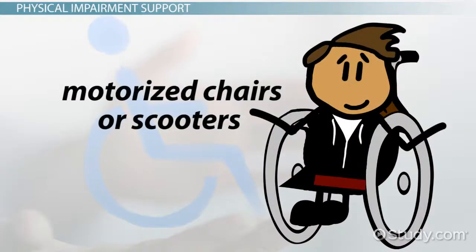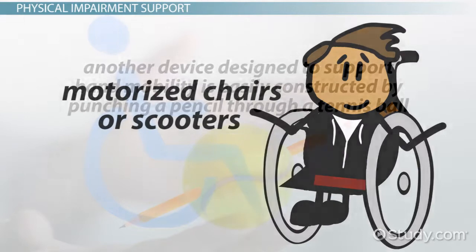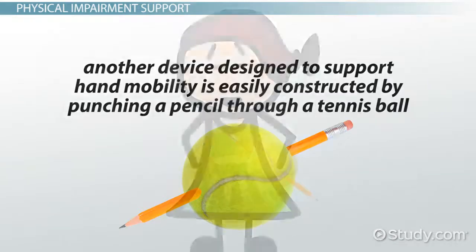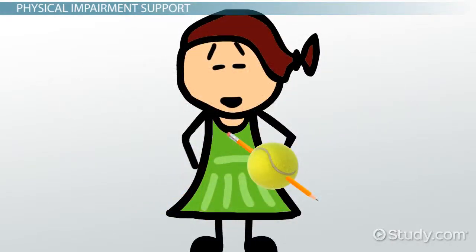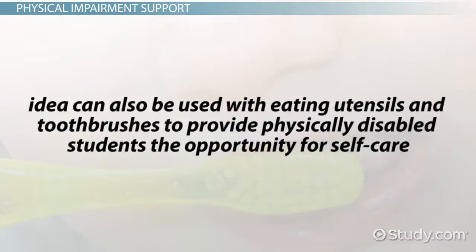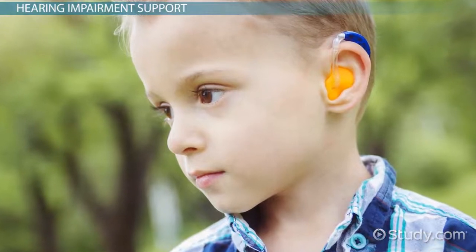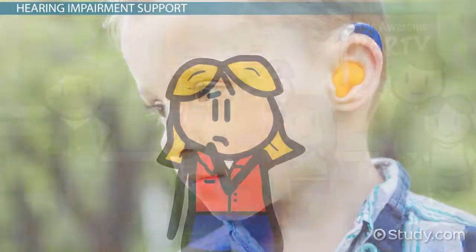Motorized chairs or scooters enable students to experience independence and newfound freedom in mobility. Another device designed to support hand mobility is easily constructed by punching a pencil through a tennis ball. The ball becomes a hand support and enables students to write freely. This idea can also be used with eating utensils and toothbrushes to provide physically disabled students with the opportunity for self-care.